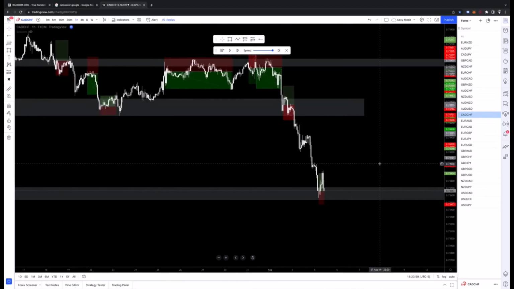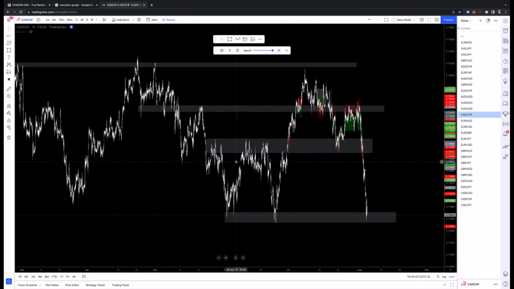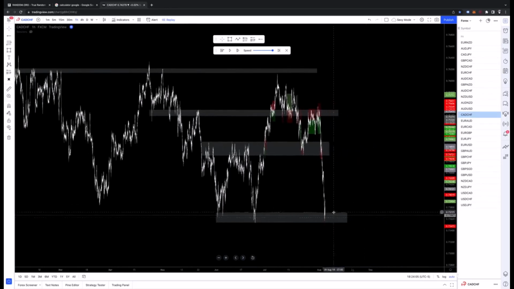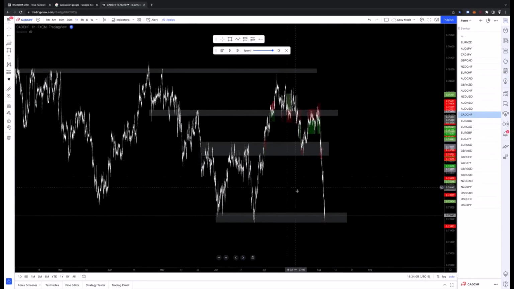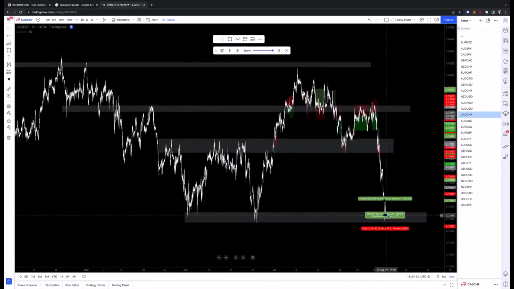The key is just to go to the chart, scroll out to the 1 hour, and draw the main zones based on where price is close to. You don't need to go way up here and draw that zone way up there. If price is down here, just draw the zones close to where price is at.